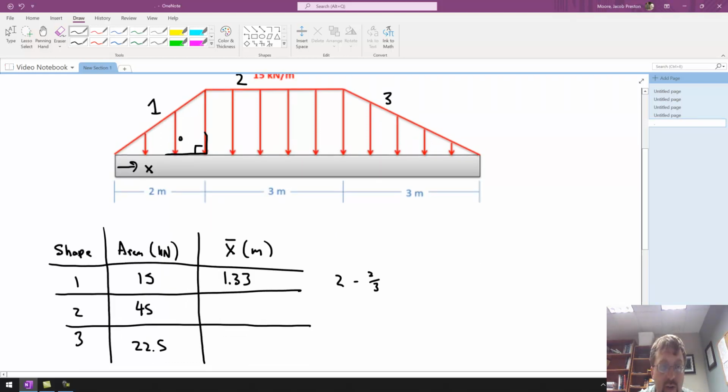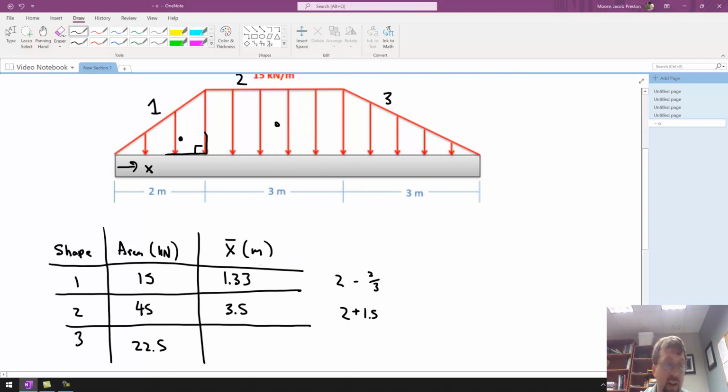The center of a rectangle is just the midpoint. I need to go 2 meters over before I even hit the rectangle, and then an extra 1.5 meters over to get to the center of the rectangle. So 2 plus 1.5 gives me a location of 3.5 meters for the center of the rectangle.